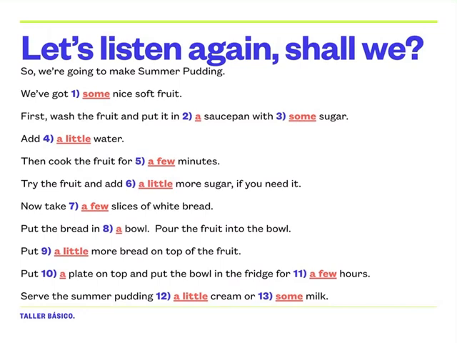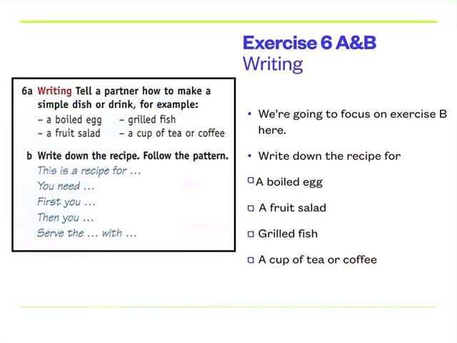So there it is, the recipe for summer pudding. Now, let's look at exercise 6 and B. Now, it's a writing exercise. So we're going to focus on exercise B here. Because exercise A, tell a partner how to make a simple dish, but I want you to tell me. Okay, so I want you to tell me, not a partner.